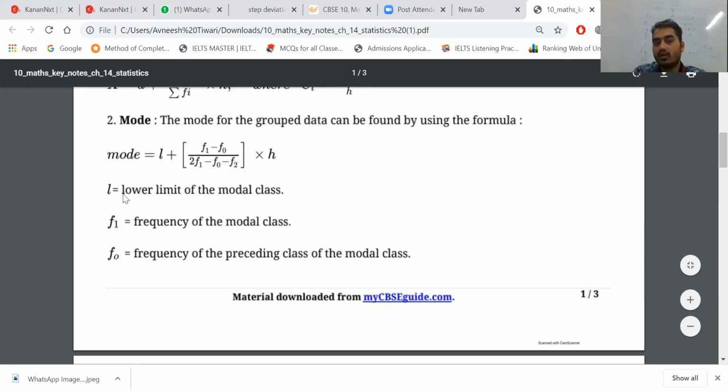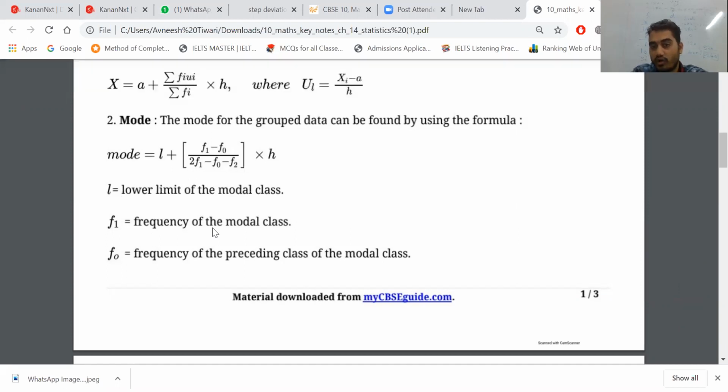L is what? The lower limit of the modal class, and f1 is what? The frequency of the modal class. f0 is what? That is the preceding class of the modal class. Now here are three things which are directly connected with the modal class. So what is the modal class? Let me tell you how we can find out the modal class.